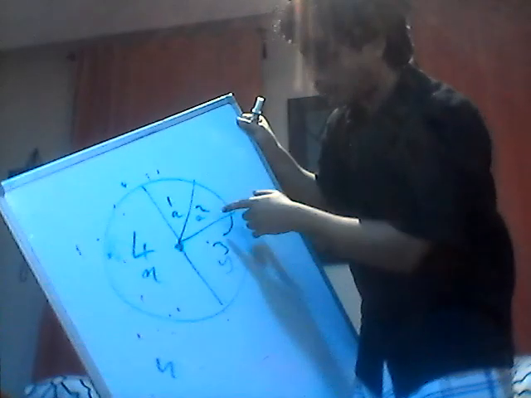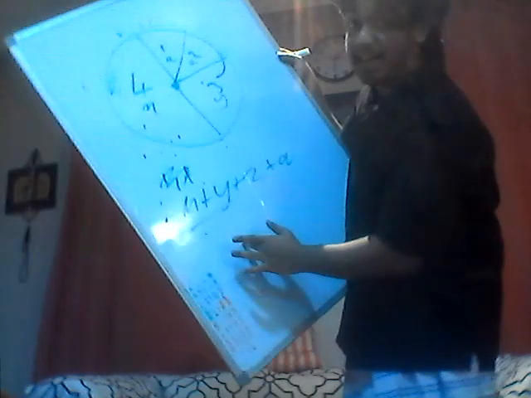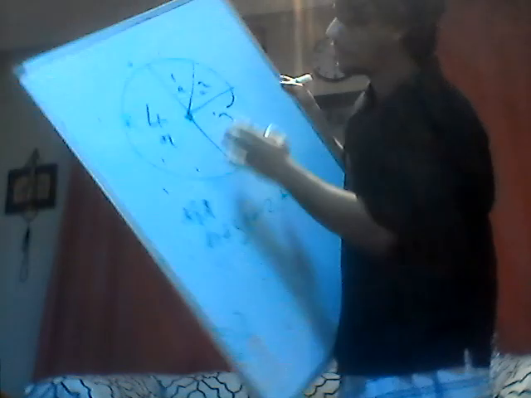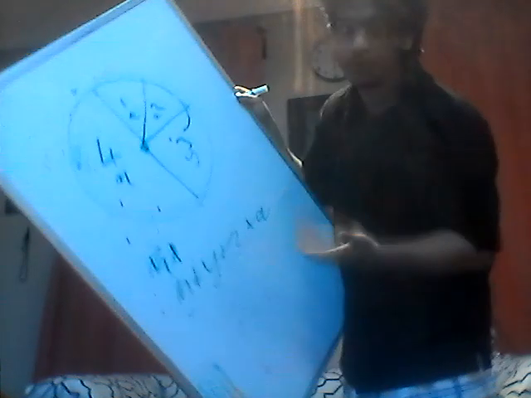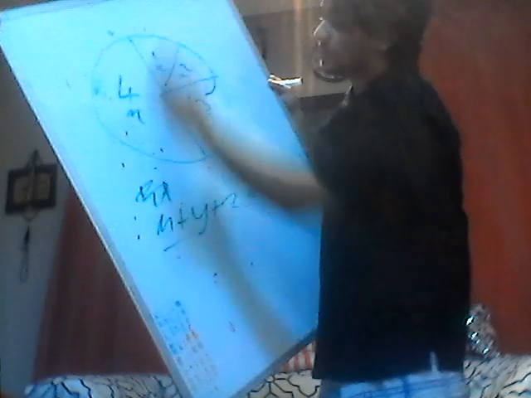Now suppose we assumed 4 to be X, 3 to be Y, 2 to be Z, and 1 to be Q. Now when we add the fractions, that's gonna be X plus Y plus Z plus Q by 4. Why did we take 4? Why are we dividing this with 4? Because we have divided the circle into parts. Now, there are 4 parts. That's the reason we divided with 4.